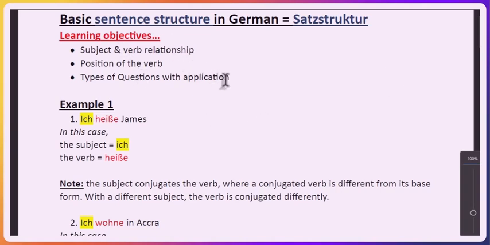The learning objective for today's lesson is to know the subject and verb relationship: how the subject correlates with the verb in a sentence. Most of us don't know, and we just use AI. AI will give you the answer, but you don't even understand what AI is giving you, whether AI is correct or wrong. You don't know.